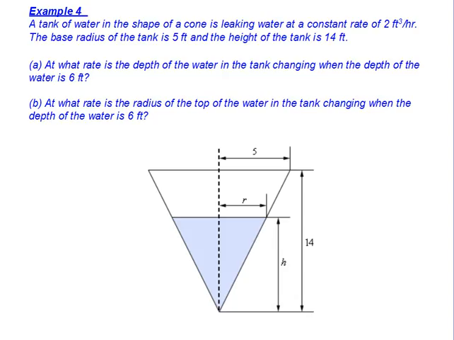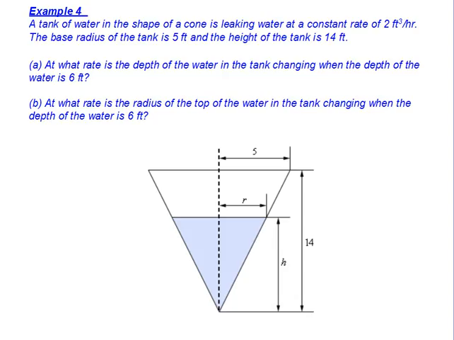Alright, so we're on example 4. So if you missed example 3, too bad. A tank of water in the shape of a cone is leaking water at a constant rate of 2 cubic feet per hour. The base radius of the tank is 5 feet, and the height of the tank is 14 feet. So, situation, people, situation. Something's going on here. I have a tank, or you can even think smaller if you want to. I like to think of this as like a raspa cone, right? Everybody's eating a raspa. And it has water in it because I let the ice melt. Okay? And it's leaking at a constant rate of 2 cubic feet per hour.